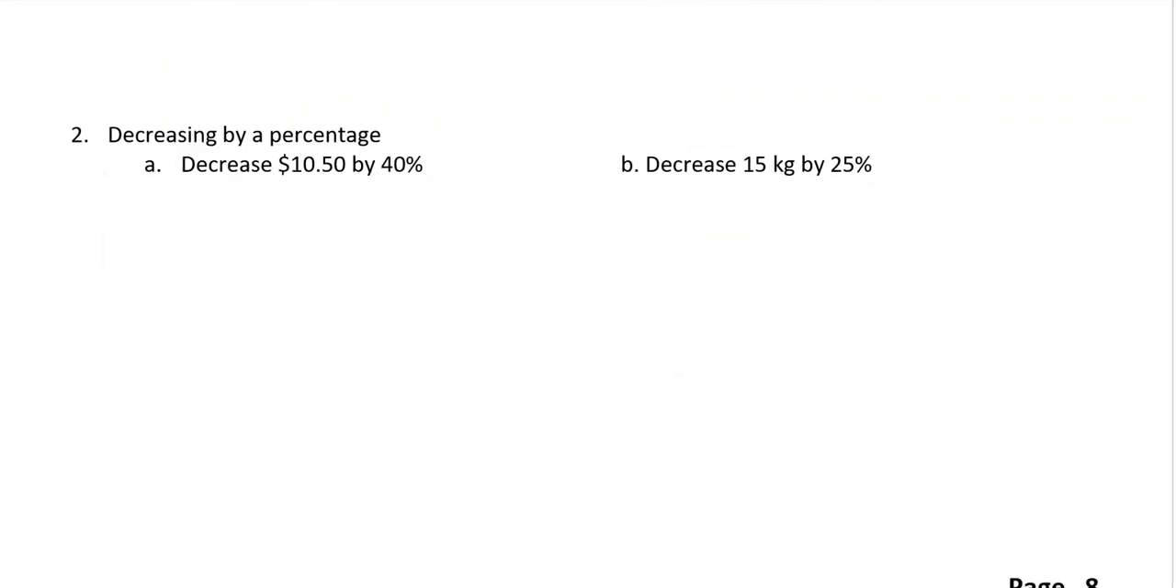So first step, 40% means 40 over 100 times by $10.50. What did you get? 4.2 or $4.20. Now, because we're decreasing, make sure you always start with the original amount in the question. So I start with the $10.50 and I subtract off the $4.20 discount, which means whatever this thing happens to be now costs $6.30.